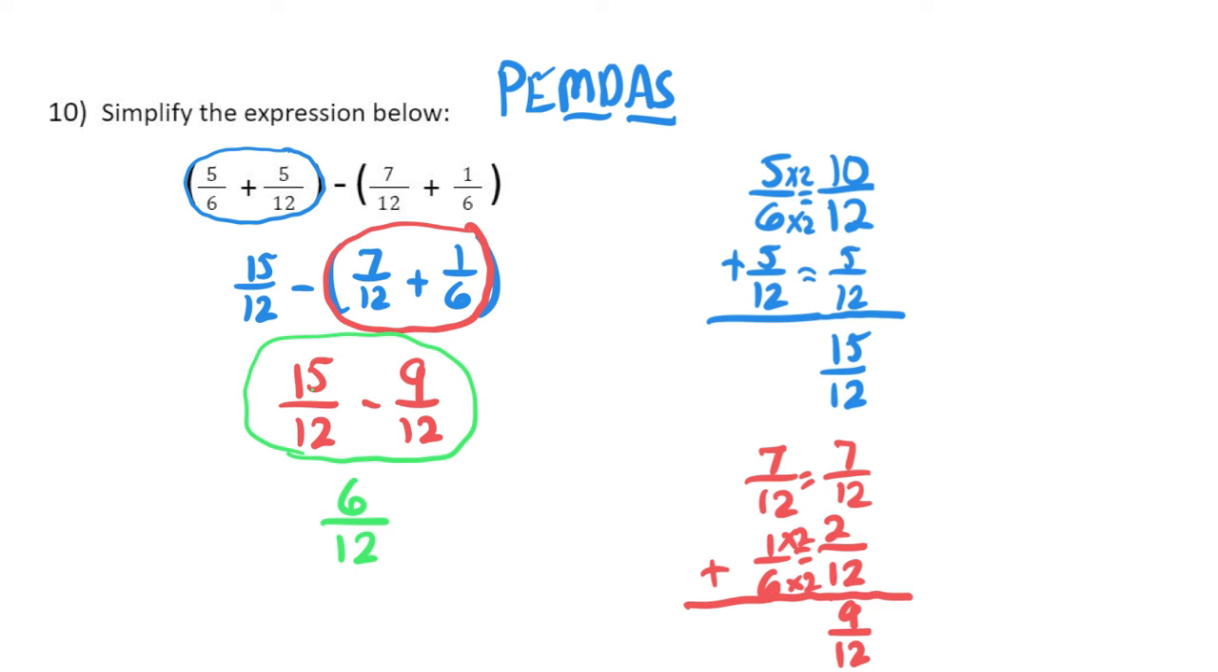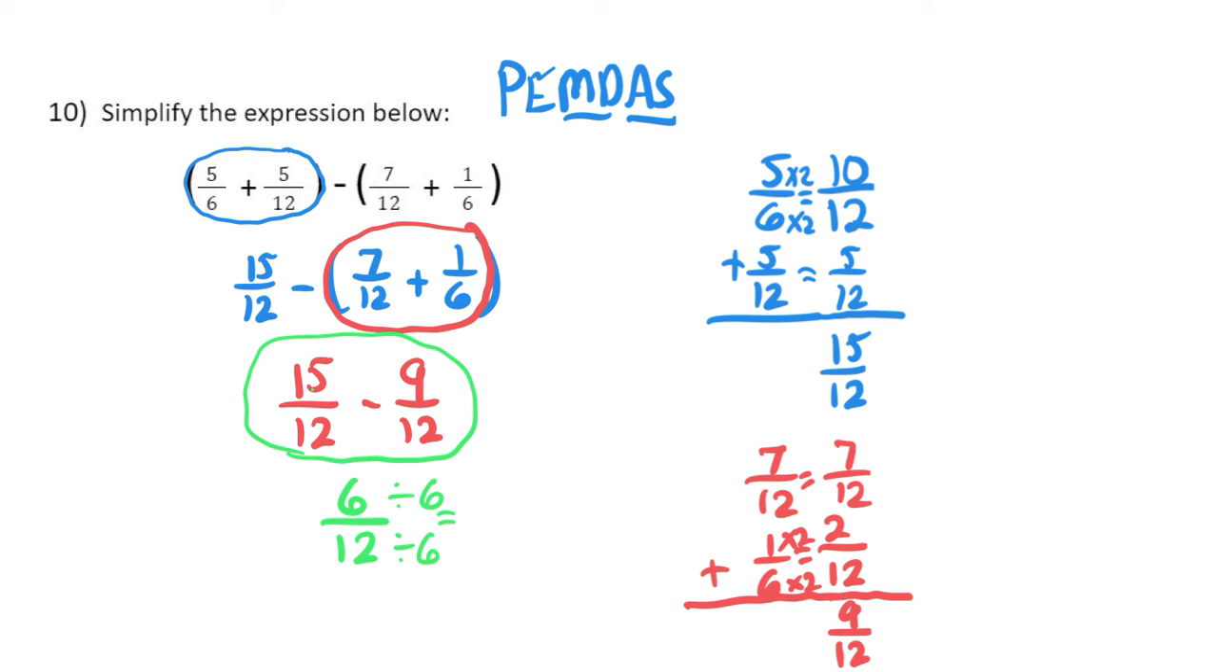Now I check, do I have an improper fraction? Nope, 6 is smaller than 12. Can I simplify? In this case, yes, I can simplify. You could divide by 2, you could divide by 3, but if you go by 6, remember, the bigger the better. The bigger the number you can think of, the faster you're going to get done. Both of those will divide by 6.